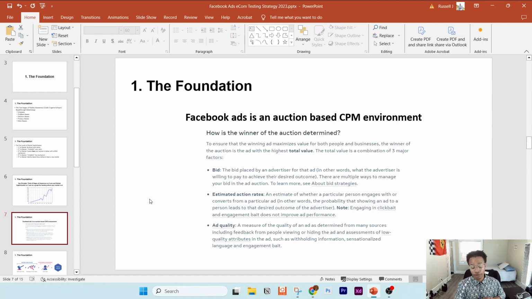Now, a next key principle. Facebook ads is an auction-based CPM environment. What do I mean by this? Facebook ads is essentially an auction, if I say that in simple terms. Now, how is the winner of the auction determined?